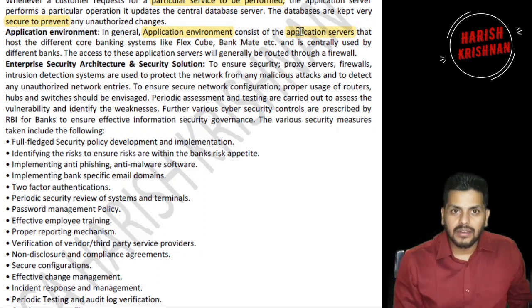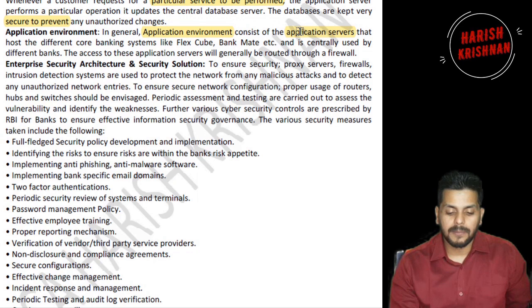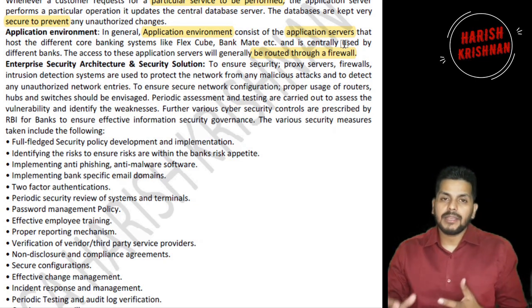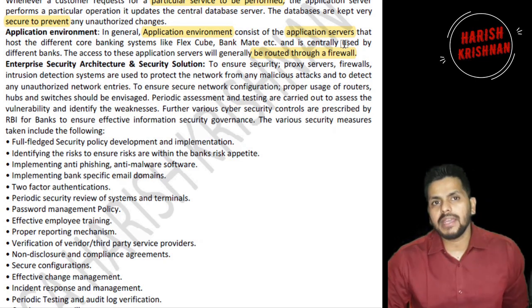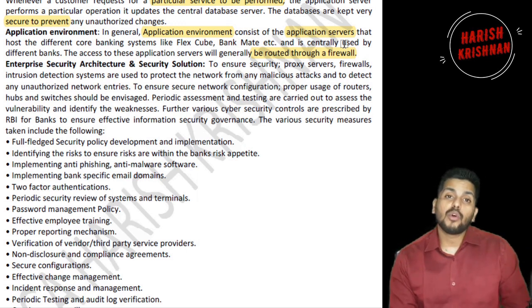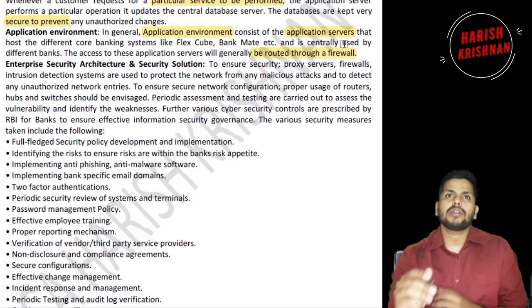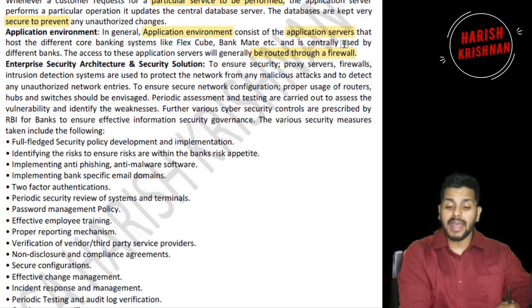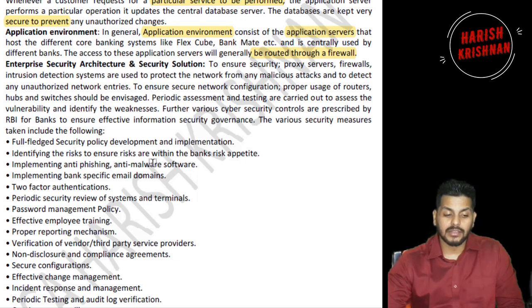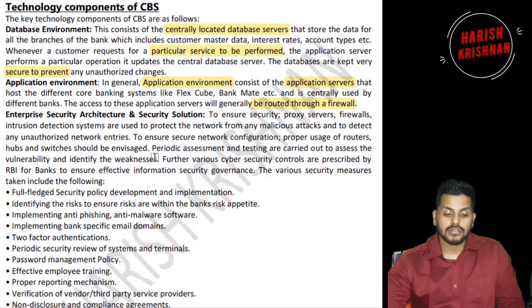And to protect that, obviously there should be a firewall. The access to these application servers will be routed through a firewall, because again, everybody will not be allowed to make changes. As we discussed little earlier in the session about role-based access, it's very important to define roles in places like bank, because who can make changes to the server, when can they make the changes to the server, are all some very critical and important points.